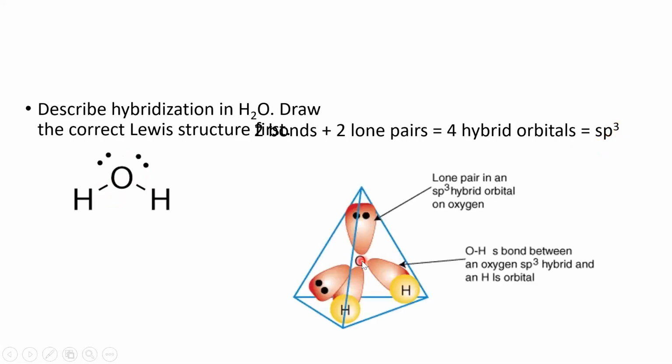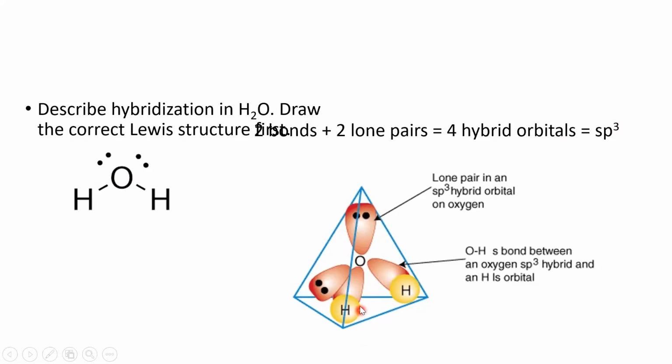So here's our oxygen in the middle. Here's 1 sp3 hybridized orbital. Here's the second sp3 hybridized orbital. Here's the third sp3 hybridized orbital. And here's the fourth sp3 hybridized orbital. Okay, they're all exactly the same shape.